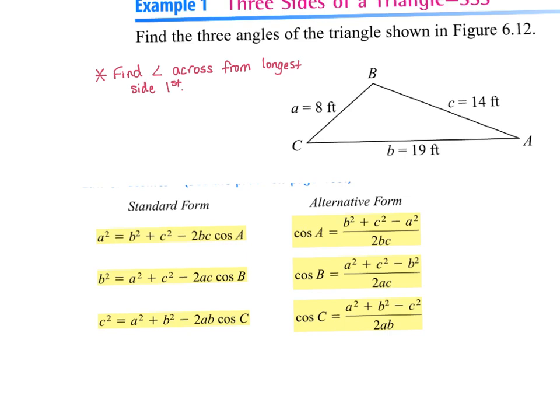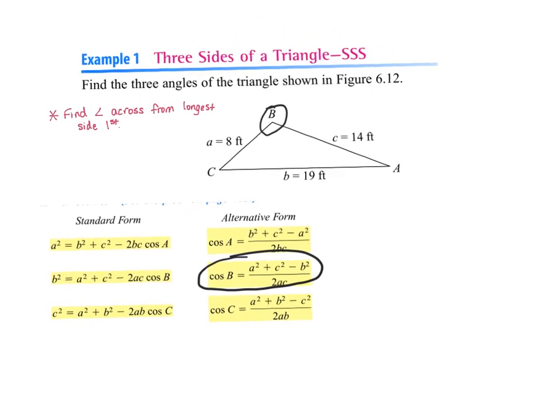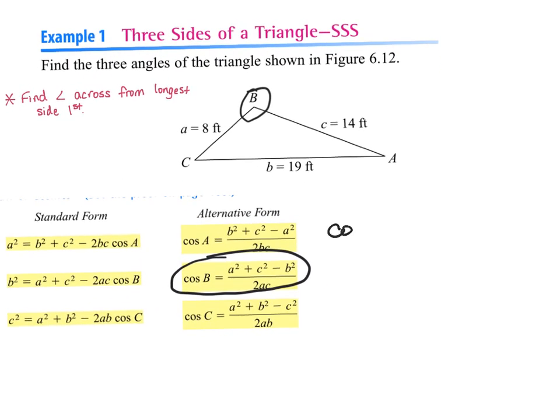So what would the biggest angle be? B, because it's across from the longest side. Agreed? So if I'm going to find angle B, which formula am I going to use? Is it going to come from the standard side or from the alternate side? Alternate, because I'm finding the angle measure. Agreed? Yeah. So you guys are simply going to say cosine of B equals, fill in the formula.